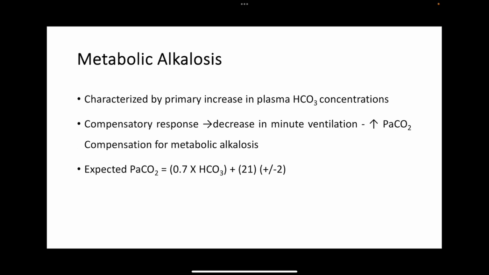Similarly, for metabolic alkalosis, which is characterized by a primary increase in plasma bicarbonate concentration, the compensatory response is a decrease in minute ventilation, resulting in increased PaCO2. And in this way, we can calculate the expected PaCO2 from the values of bicarbonate.